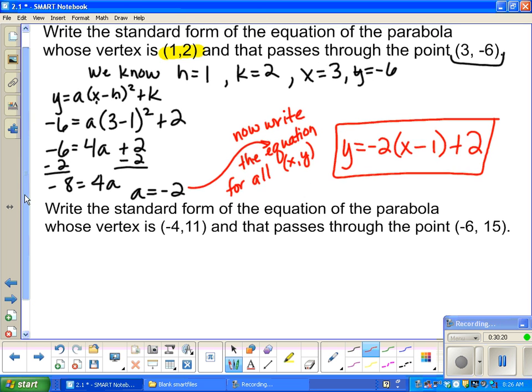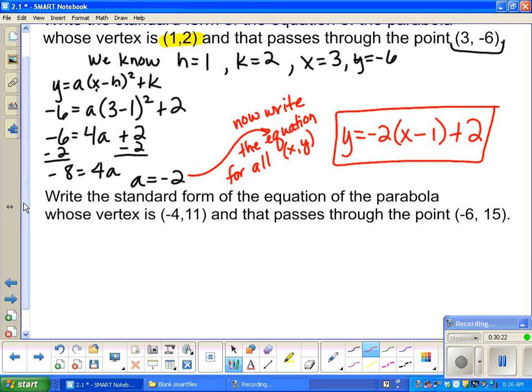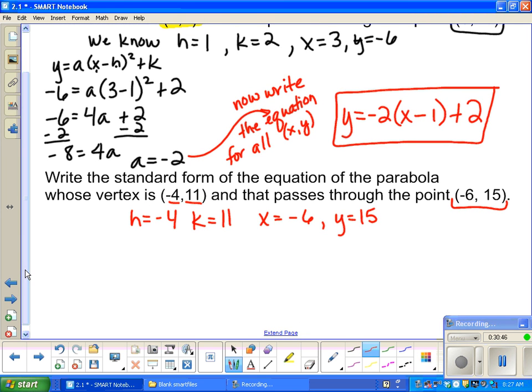Let's do one more. What do we know? We know h is equal to -4. K is equal to 11. X is equal to -6. Y is equal to 15. So we substitute everything we know into our equation. Y equal a times x minus h squared plus k.